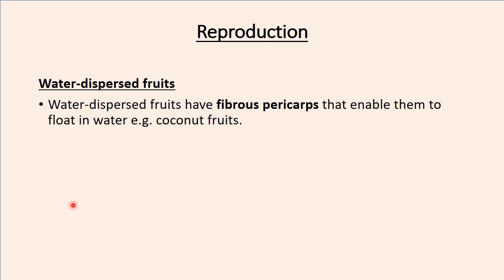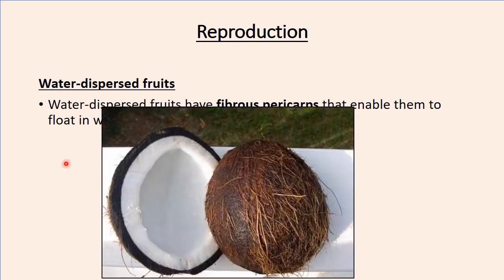Then we have water dispersed fruits. Water dispersed fruits have fibrous pericarps that enable them to float in water, e.g. coconut. Let's take a look at the picture of a coconut. As you can see, it has fibers, which help it to float in water, and in the process it is going to be dispersed by water.